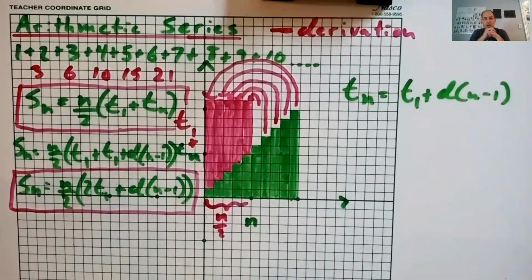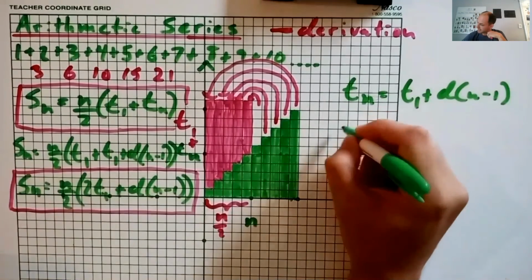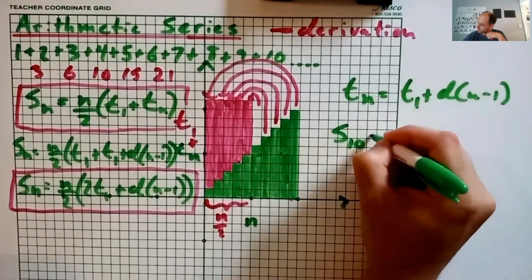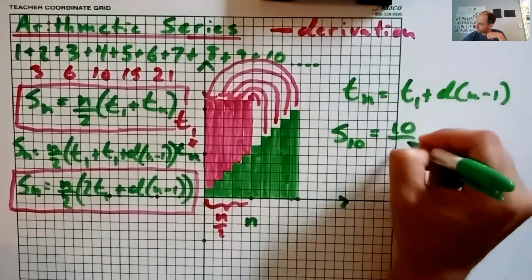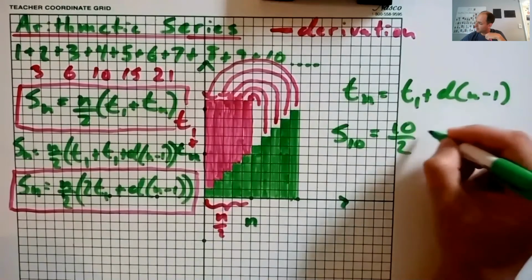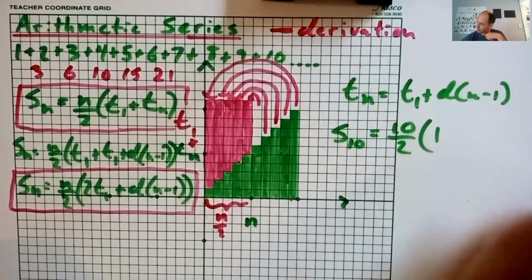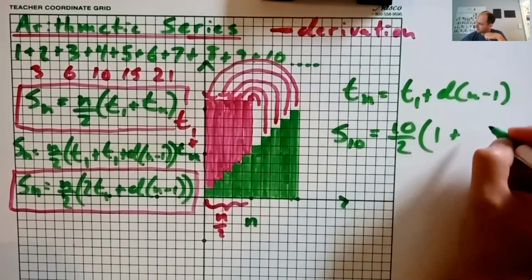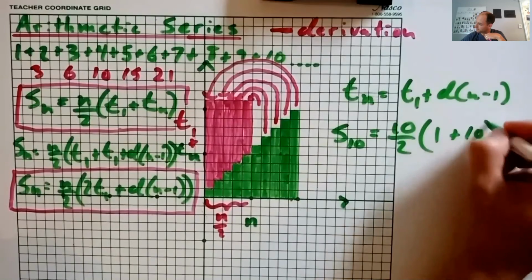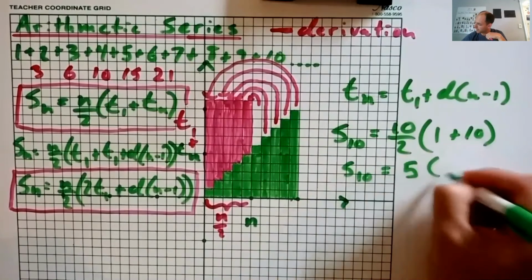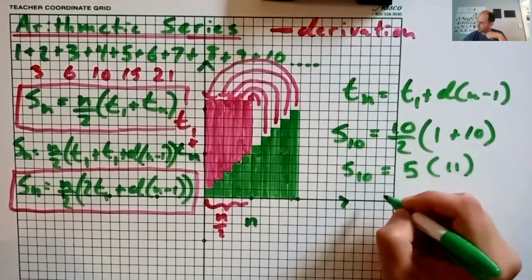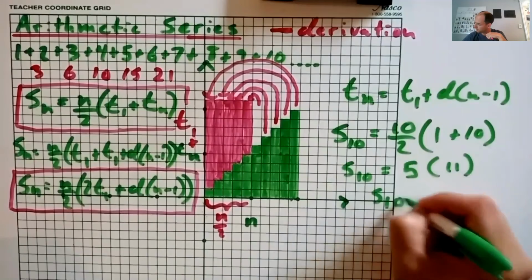Of course, if we were to add up these numbers and plug in what S10 is going to be, well, S10, of course, is going to be 10 over 2. And then the first term is 1. The 10th term is 10. So S10 is equal to 5 times 11, which is 55.